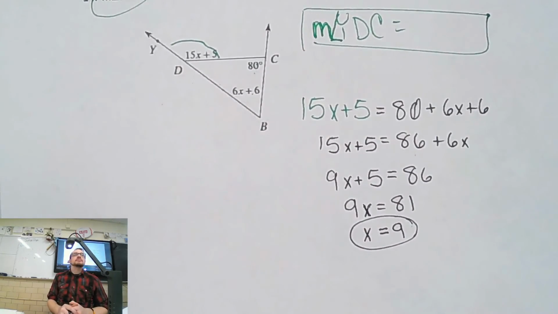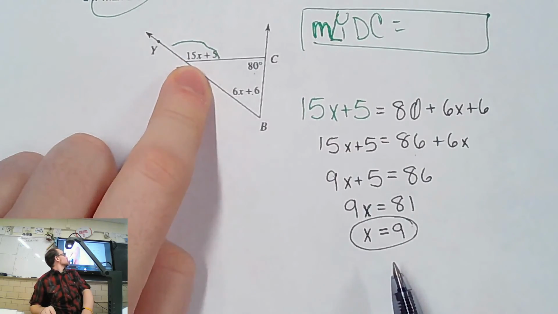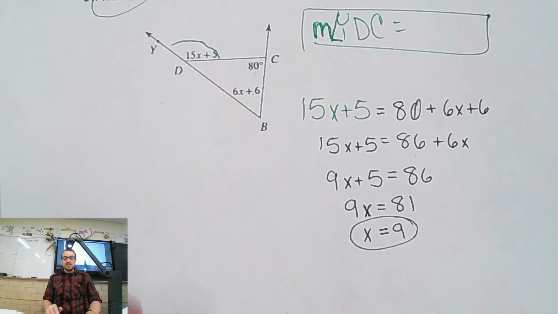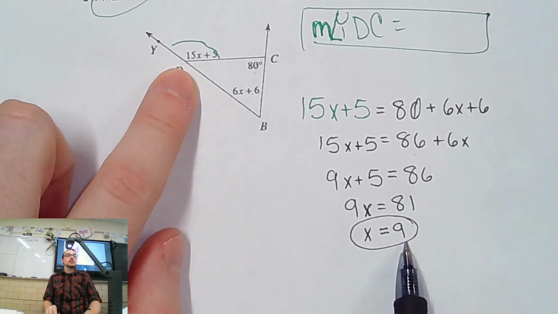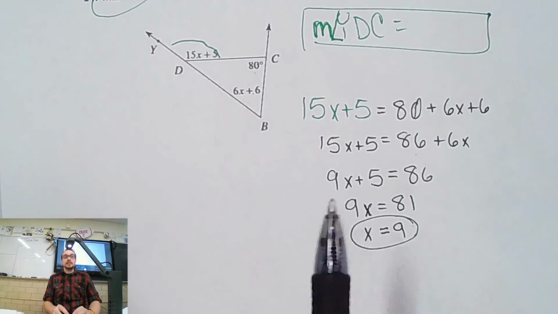That's it. No, it's not. We got to go back and plug it in. Let's do it in our heads. We're plugging it into this, right? 15x plus 5. What's 9 times 15? We'll do it in our heads. What's 9 times 10? Good. What's 9 times 5? What's 90 plus 45?